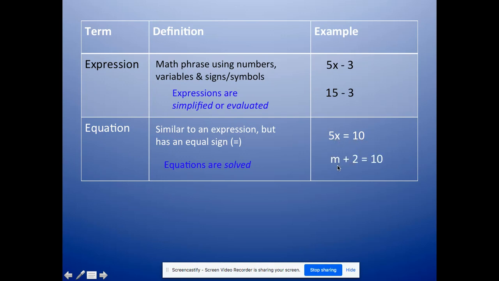In the second example, m plus 2 equals 10, notice that the equal sign is over here on the right side, but it is still the middle of the equation because what this says is m plus 2 is the same value as 10. So you would have to figure out what m is. So why don't you pause your computer and you can copy the definition down. If you have a vocab sheet where equation and expression are, you would copy them there.